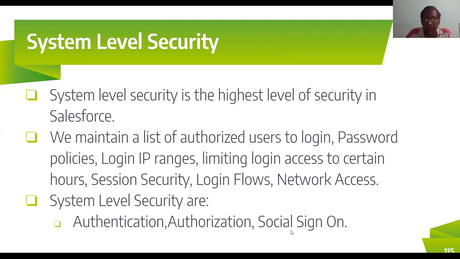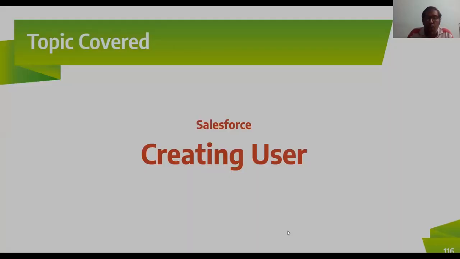And within the IP range, only this particular range you can work on this organization. You limit access by giving the IP ranges, so others cannot get into this org. Similarly, limited login access to certain hours: only in certain hours can the user access. Like that we have session security, login flows, network access, all those things. And system level security also covers authentication, authorization, single sign on, which I already told you.